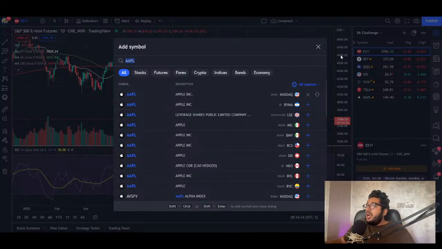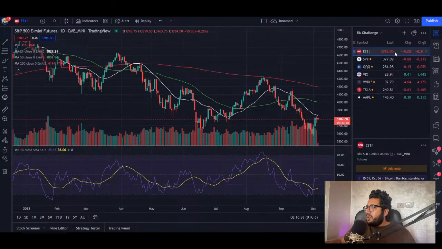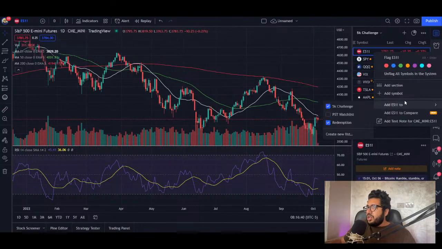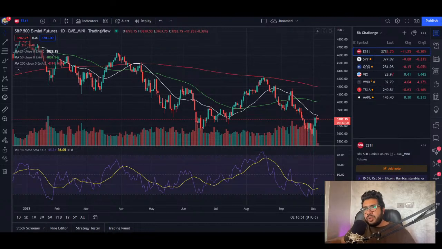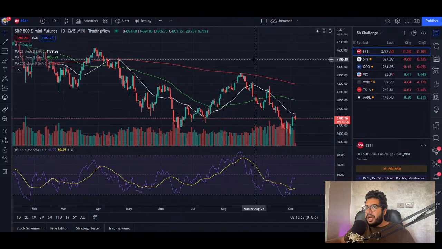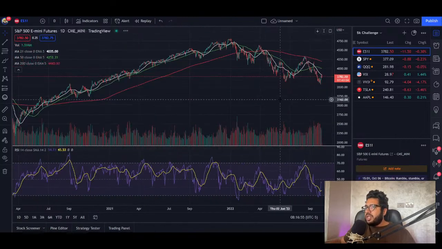So now that we have a little watch list building here, you guys can group stuff here. So you can have a section for ETFs, have a section for different sector industries, and we will go into that later. But for now, because the market is about to open soon, let's just have a quick look here at the futures.